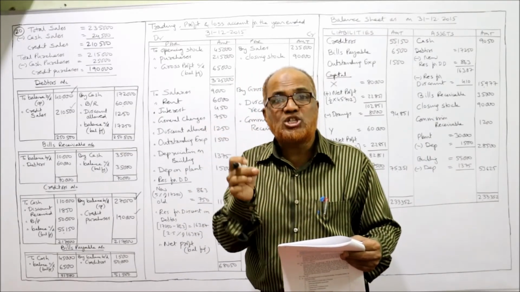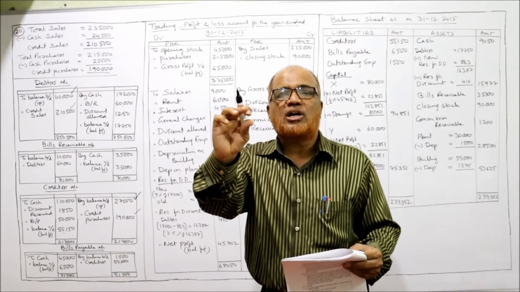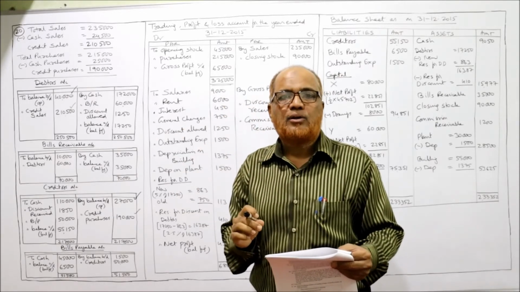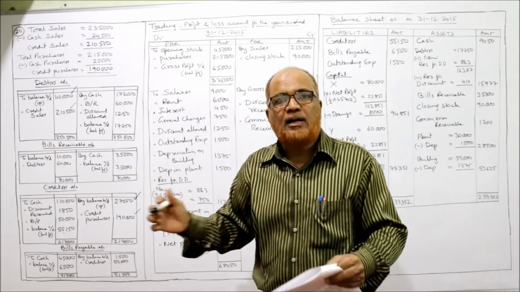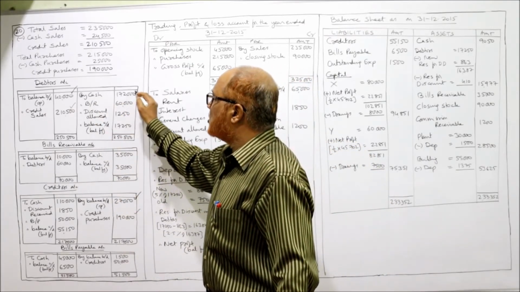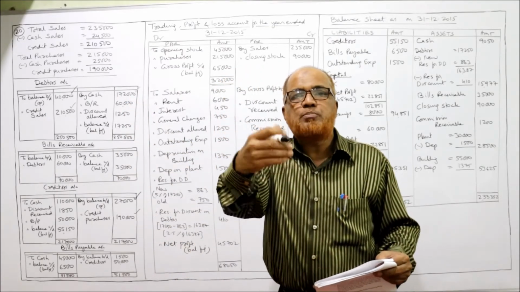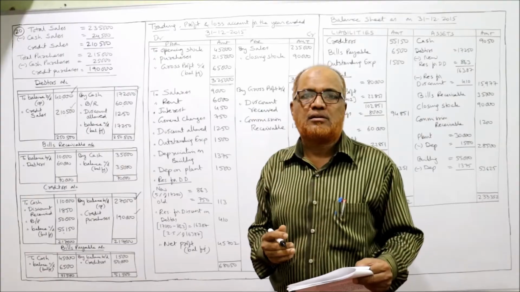1,72,000 rupees cash received from debtors. Entry will be cash account debtor to debtors. So cash account already debited. Debtors account should be credited. So debtors account credit side by cash 1,72,000. Right?